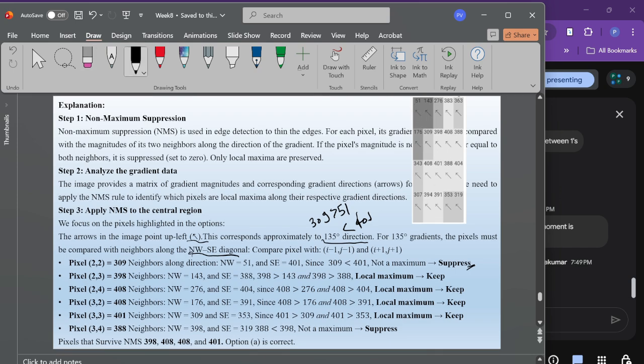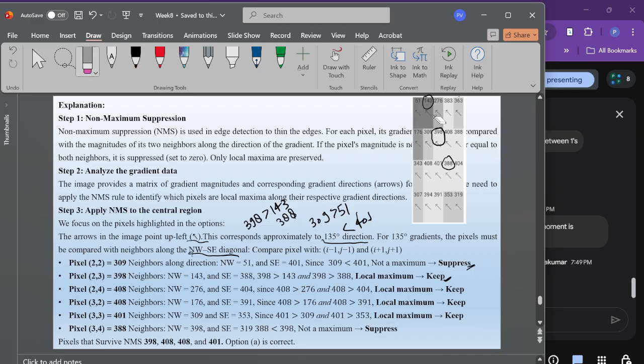The next pixel is in the second row, third column, that is 398. Now check its northwest and southeast diagonal values. One is 143 and the other one is 388. So 398 is greater than 143 and greater than 388. That means it is preserving the local maxima, so we will keep the 398. Okay.